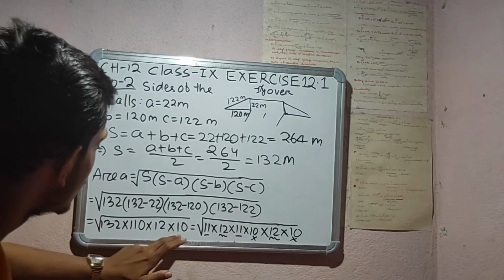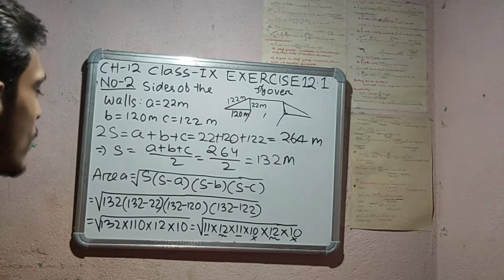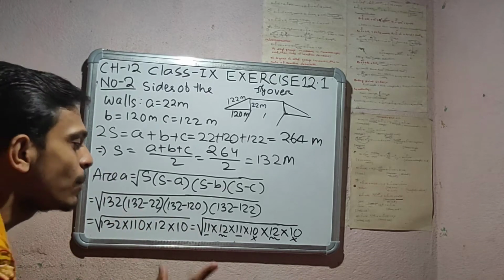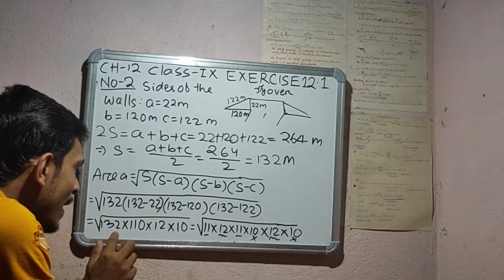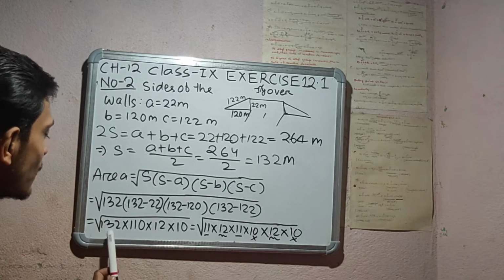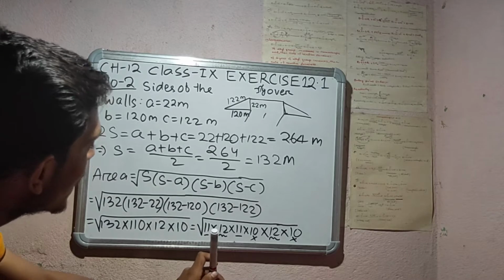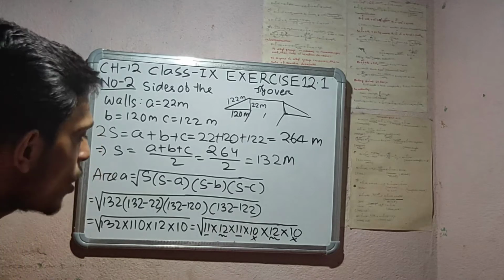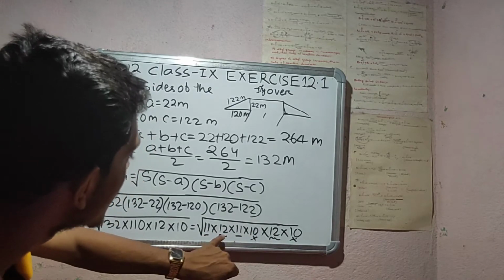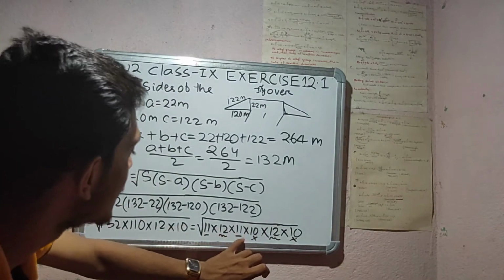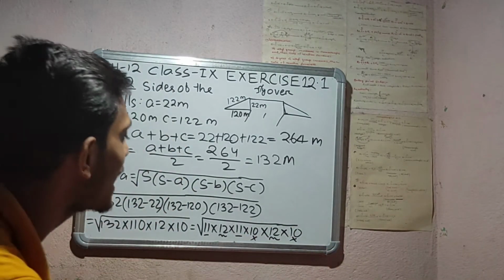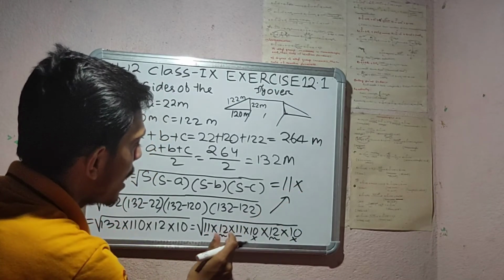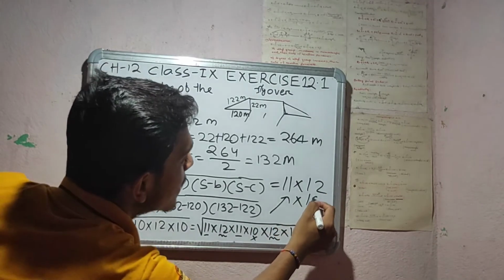This is the number you get, but for finding the square root you have to pair the numbers. When we factorize 132, it is the multiplication of 11 and 12, and 110 is the multiplication of 11 and 10. So 11 and 11 are paired, 12 and 12 are paired, and 10 and 10 are paired. From this we get 11 remaining, 12 remaining, and 10.